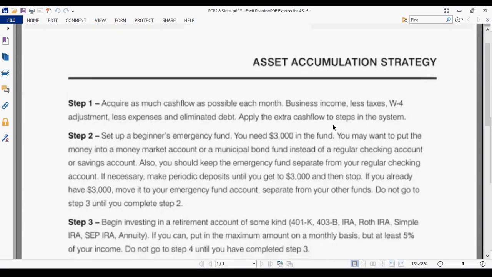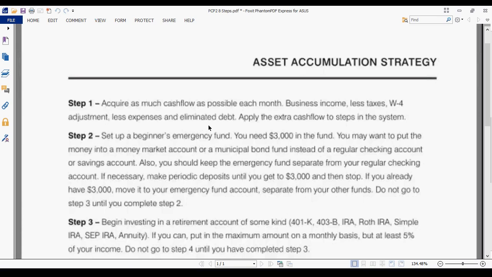Okay, perfect. So let's dive straight in, you guys. Let's go to step number 1. Acquire as much cash flow as possible each month. This means business income, lowering your taxes, the W-4 adjustment, lowering your expenses, and eliminated debt. It says apply the extra cash flow to the steps in this system.